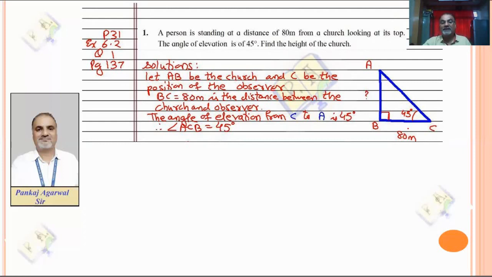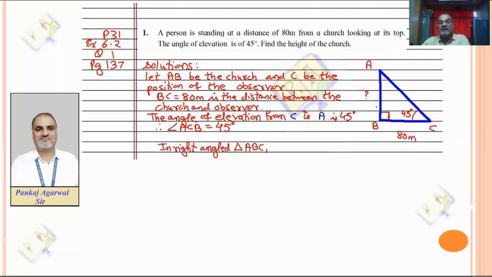BC equal to 80 meters, the distance between the church and the observer. Now, the observer is at C and is observing the point A. The angle of elevation from C to A is 45 degrees. Therefore, angle ACB is equal to 45 degrees. Naturally, angle B will be 90 degrees and AB is the height of the church.